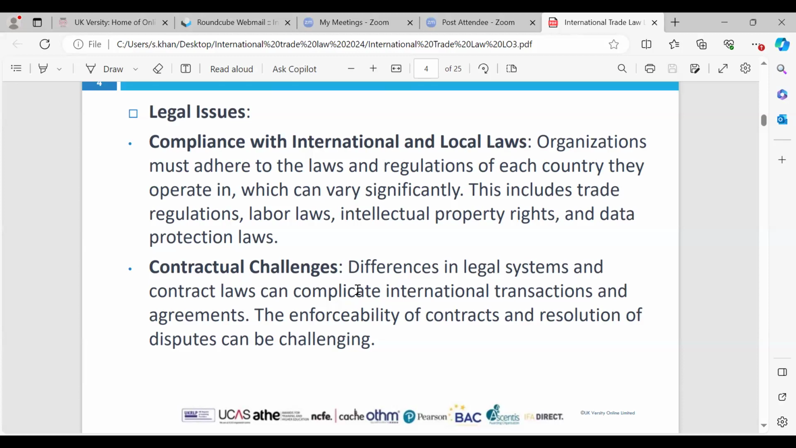We also have contractual challenges, now differences in legal systems and contract laws, as we looked at in Learning Outcome 2, which can complicate international transactions and agreements. So the enforcement of contracts and resolution of disputes can be challenging. If you look at the laws of different countries, it's really important you bear in mind that their jurisdiction and their laws are different to that of your country. So when you're doing a contractual agreement, a contract between different countries, then you must take into account the differences in the legal system and the issues around transactions and agreements.